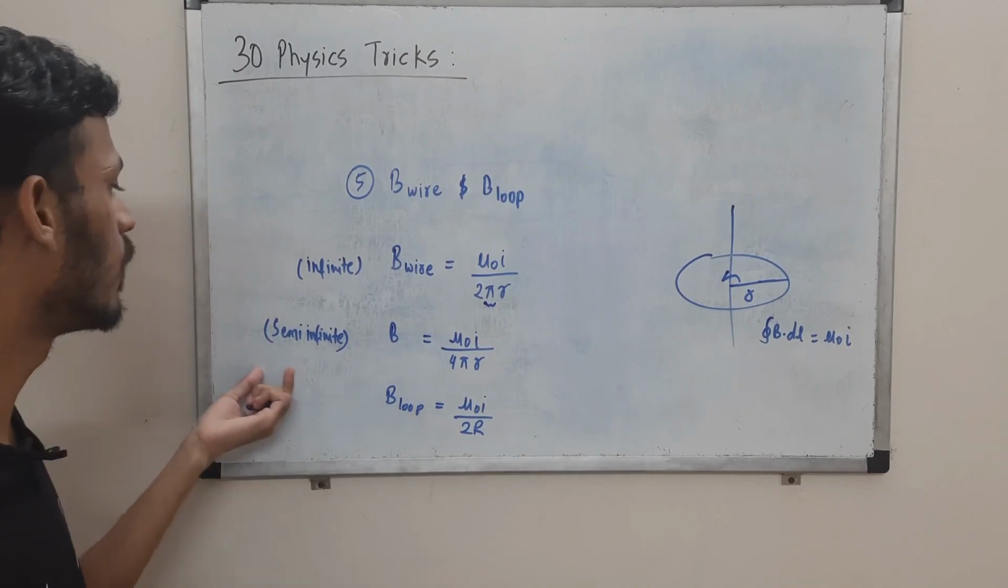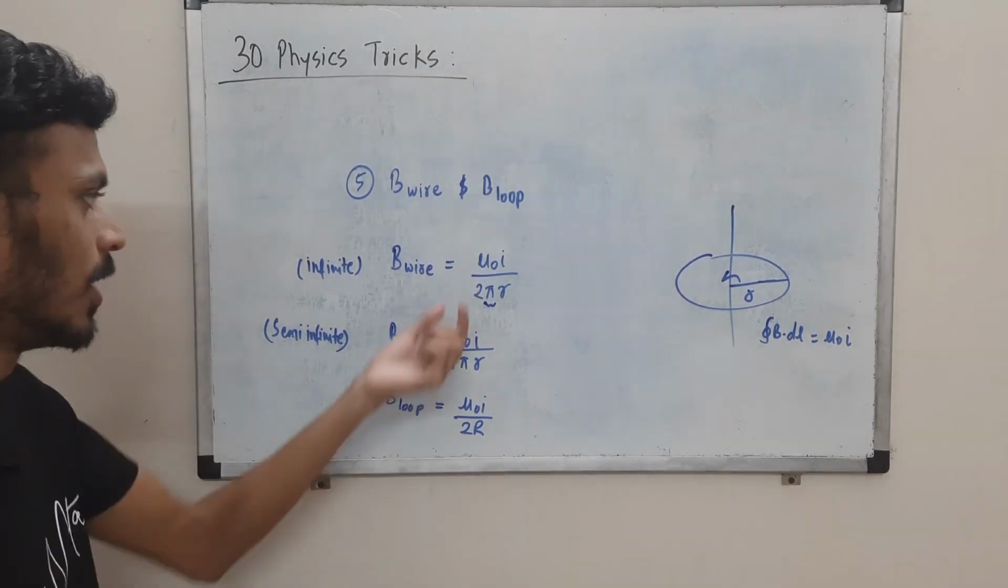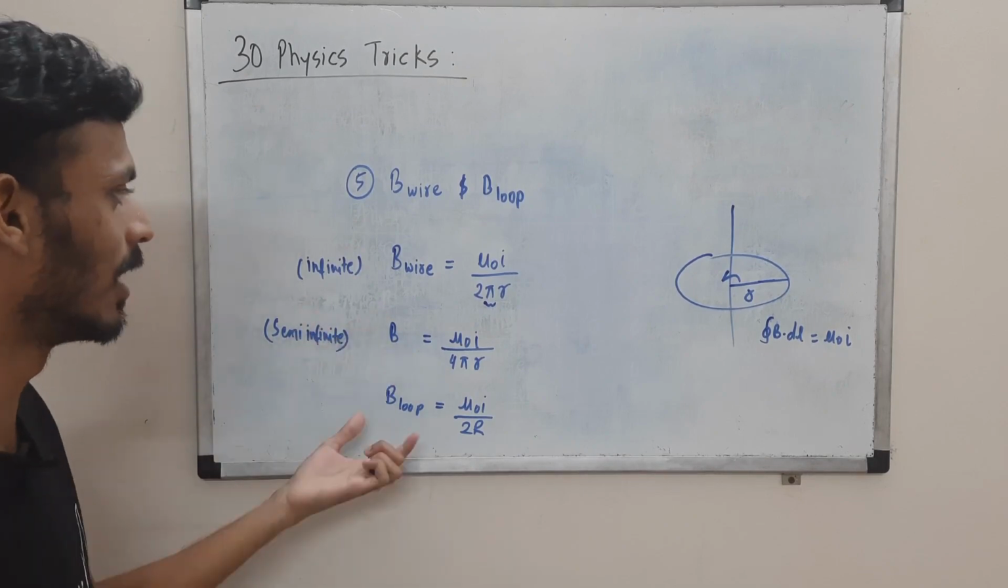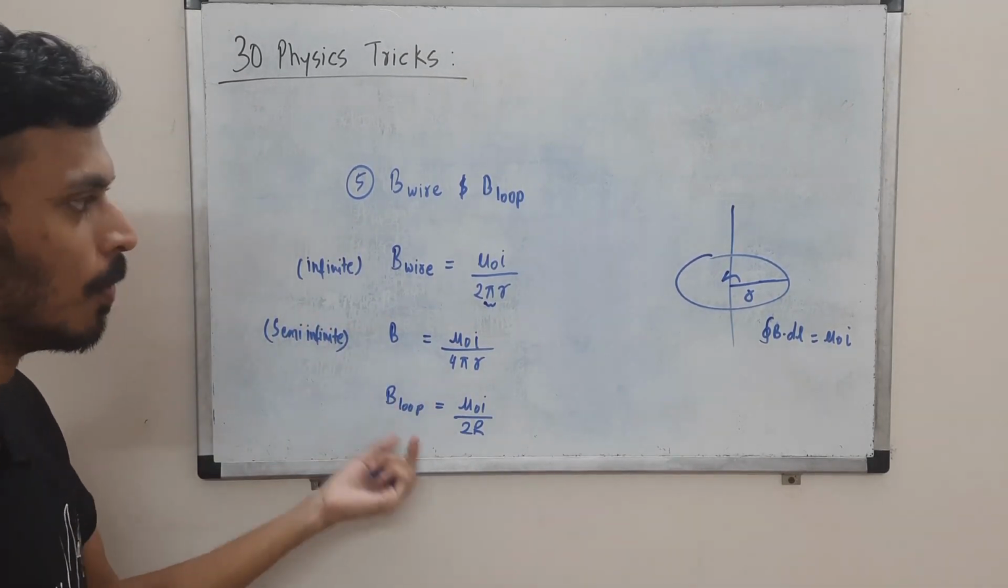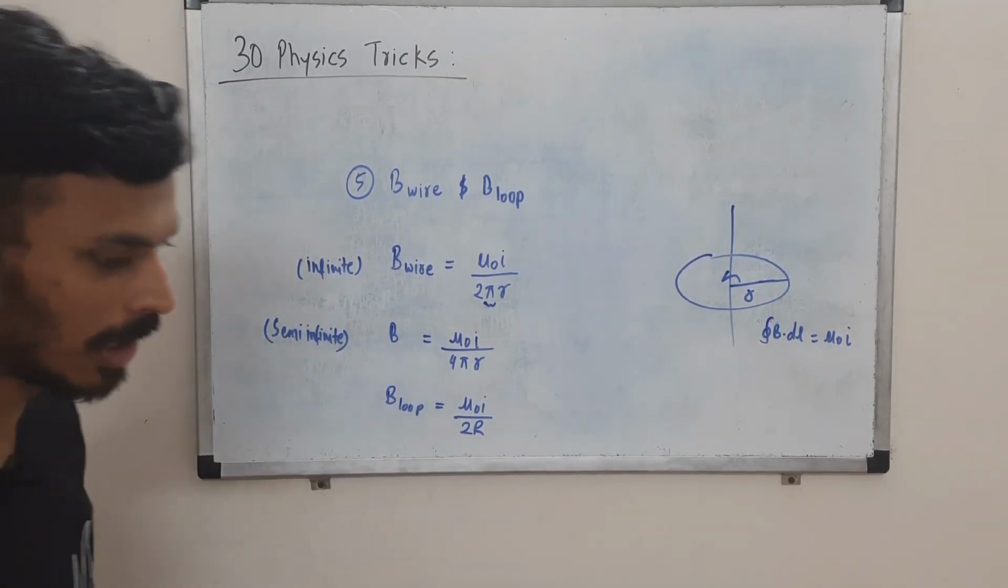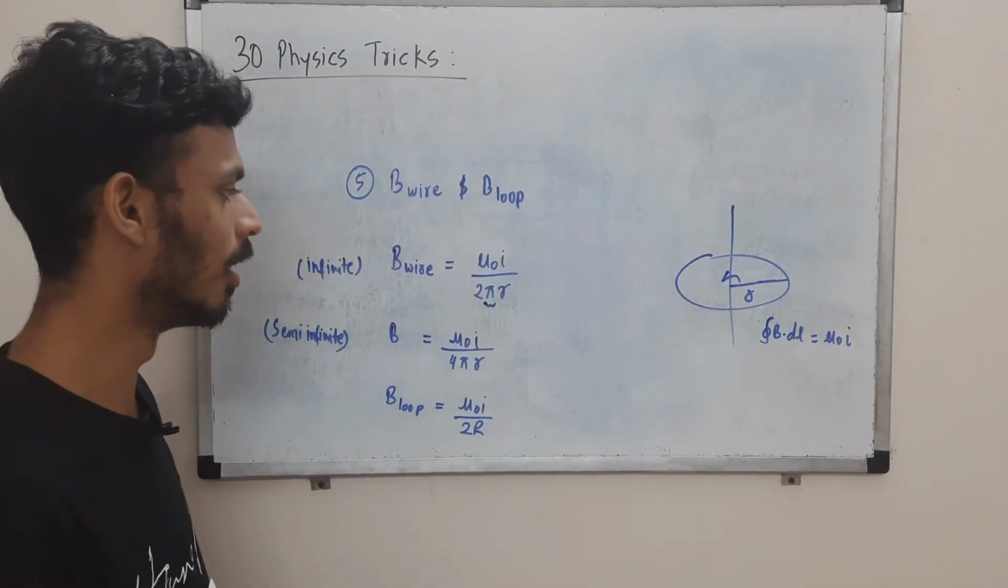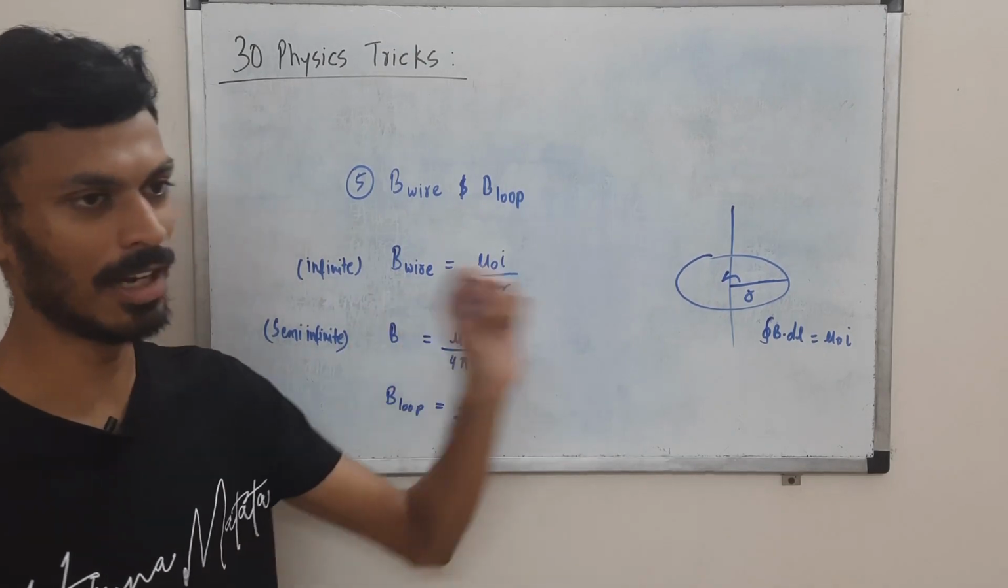Now for a semi-infinite wire, semi is half, right? So just halve it: 4 pi r. Of course, that is not the logic, but that is a way to remember. And for a loop, there is no pi. This you obtain by explicitly solving Biot-Savart's law for the magnetic field at an axial point.